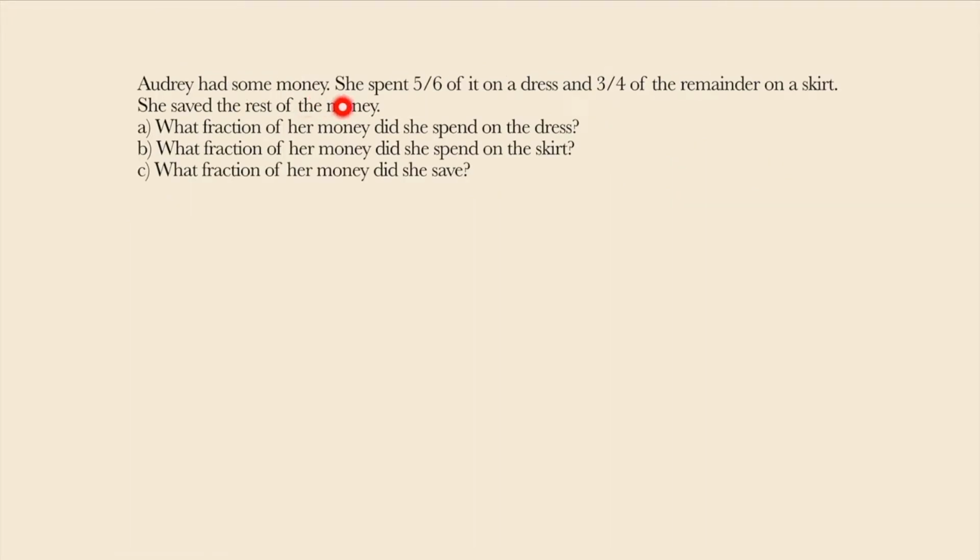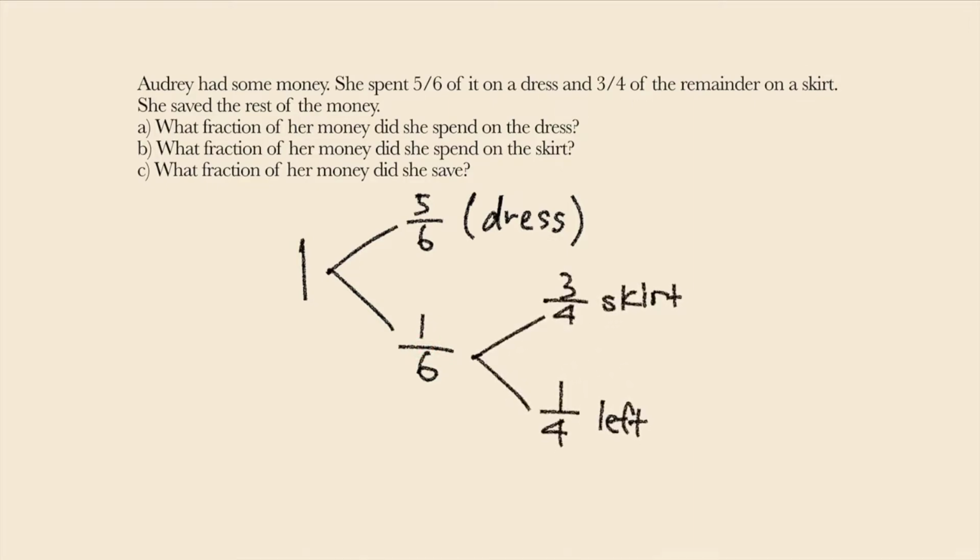Audrey had some money. She spent 5/6 of it on a dress. The other branch is 1/6. And 3/4 of the remainder on a skirt. She saved the rest. So without being prompted, we must know that if 3/4 is up there, what's below has to be 1/4. And this is the fraction that's left of the remaining.